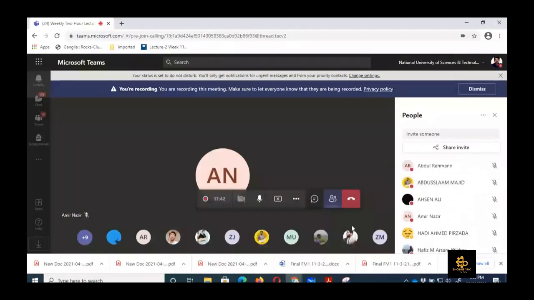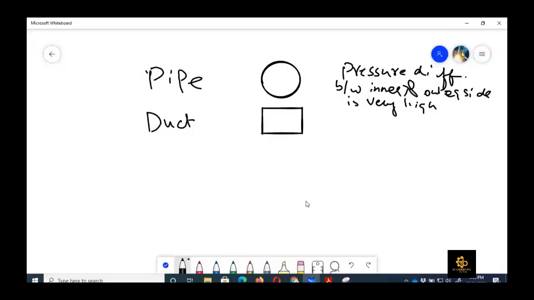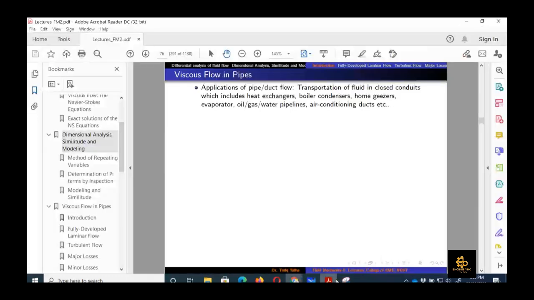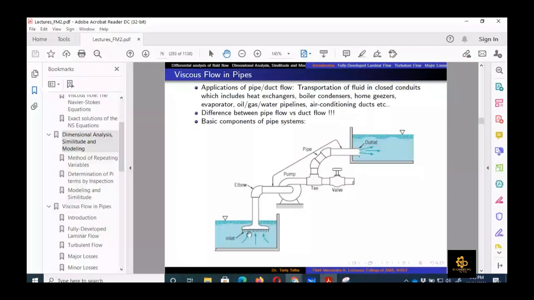Okay, so that's fine. I have explained where we use pipe and where we use duct. The difference between pipe flow versus duct flow I have already explained. And then if we talk about the transportation of fluid, for example from the underground tank in your home to the overhead tank at your roof.